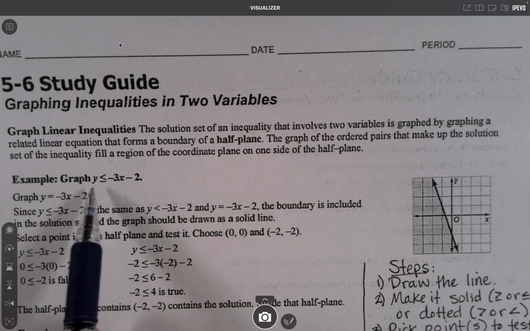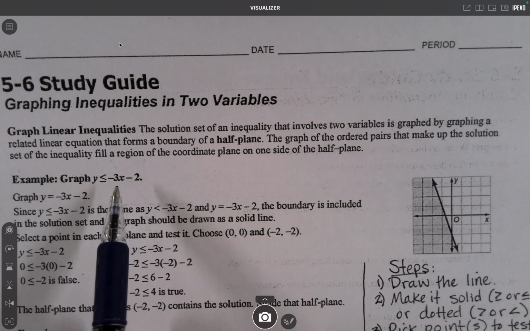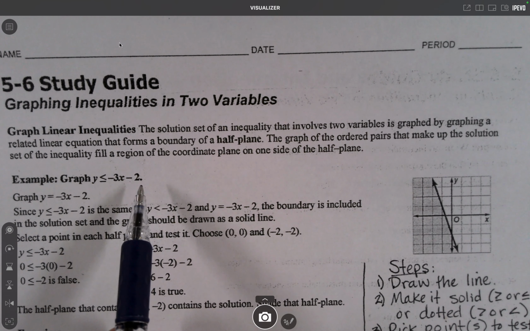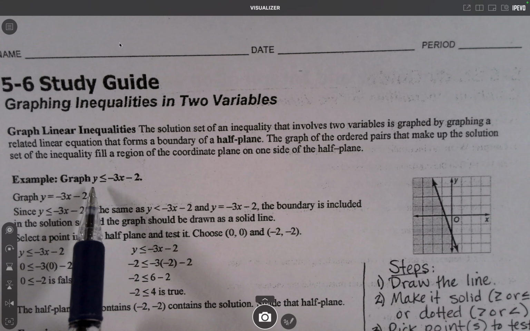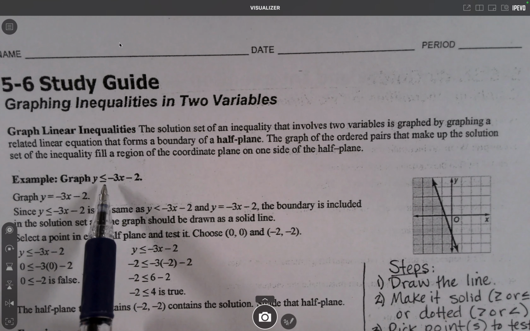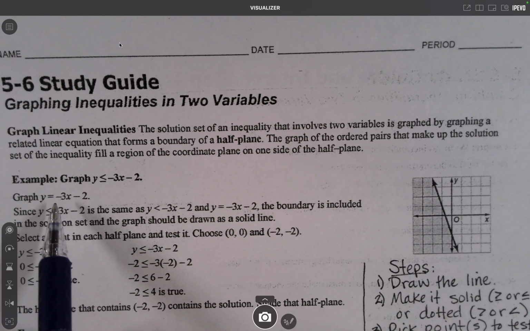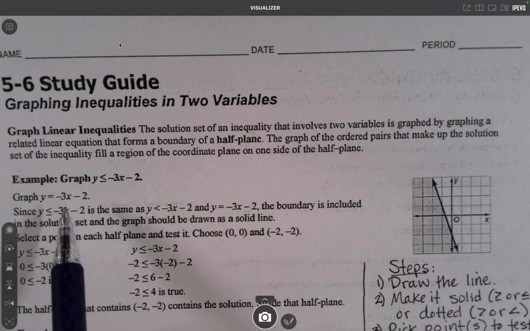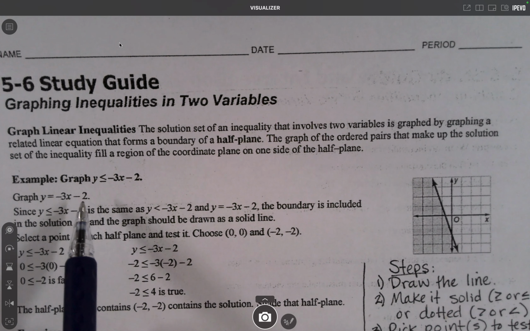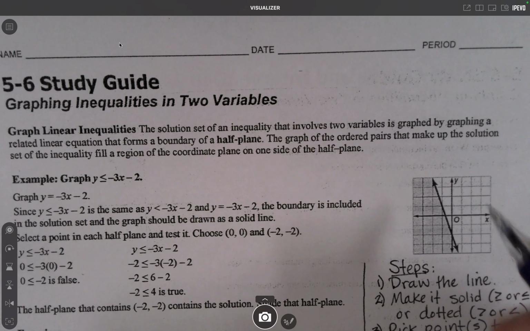So if we're trying to graph y is less than or equal to -3x minus 2, we start by treating it just like an equation. So you see how they take the inequality sign out and change it to an equal sign. And then we graph -3x minus 2. So if you remember, when it's in this slope-intercept form, we can just start by using the y-intercept, which is -2, and plot that point.